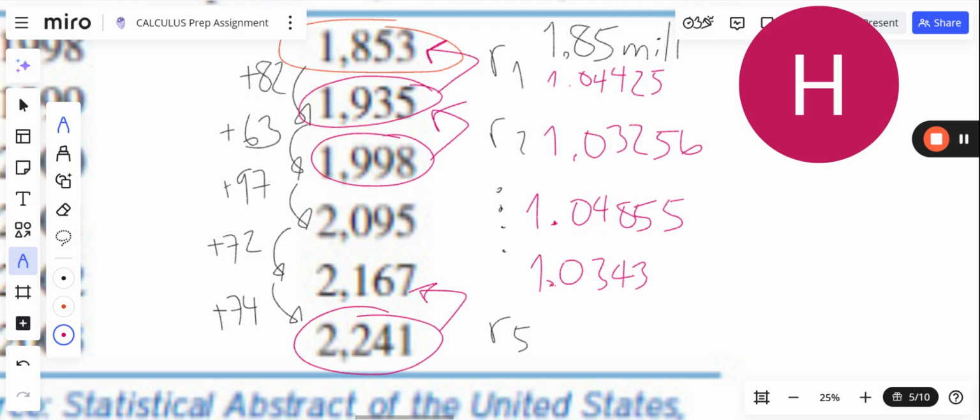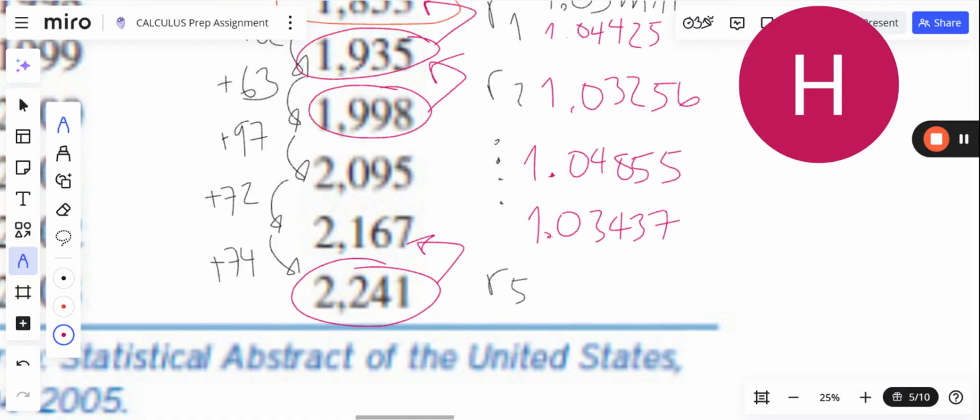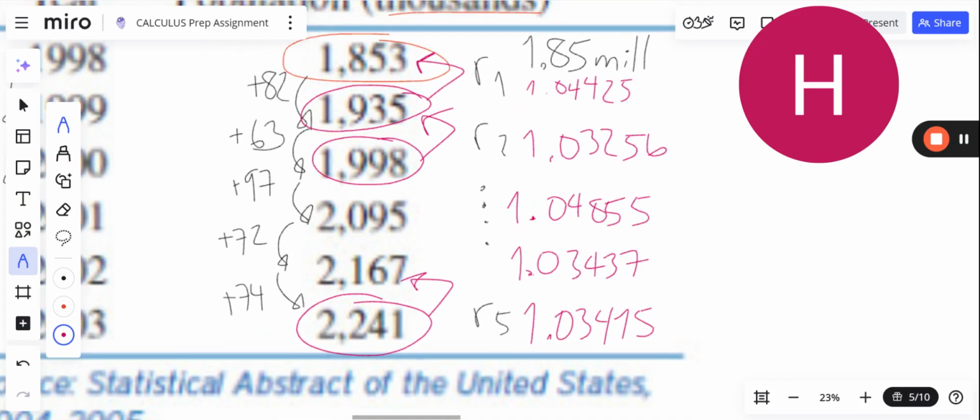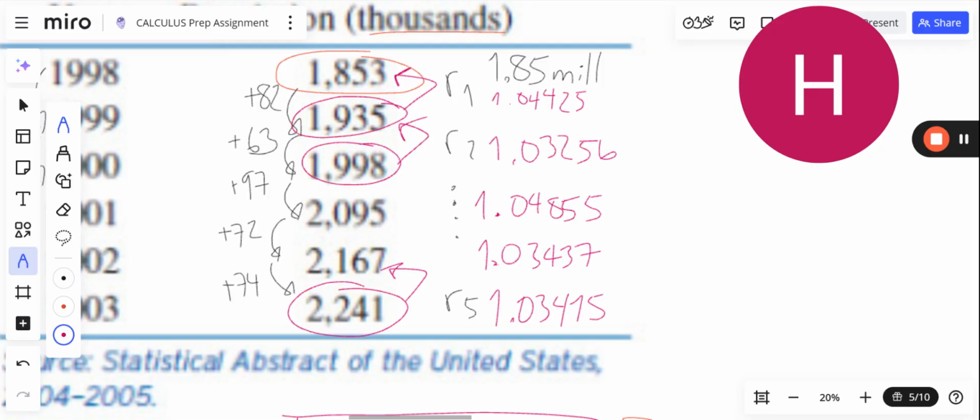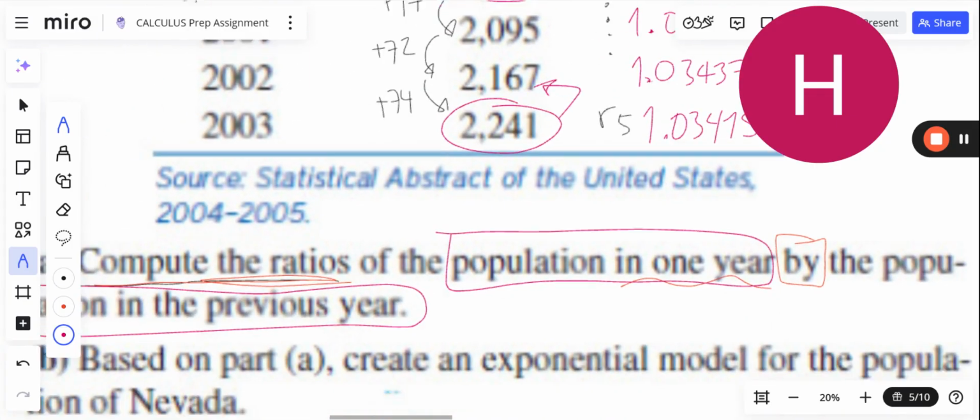1.0343, and a 7 follows it, so I'm going to round that up to a 7. And then our last ratio, 2241 over 2167, is 1.034. So these are all within the same range. This ends up a 4/8, so I'm going to round it to a 5. These are all within roughly the same range here, but those are the ratios.